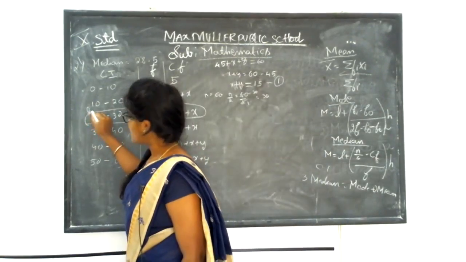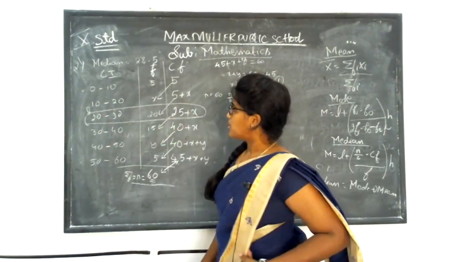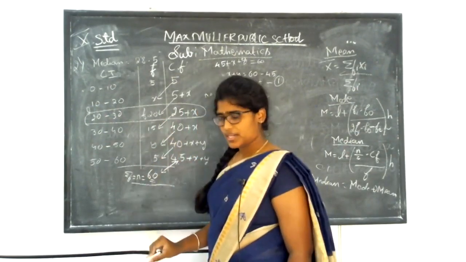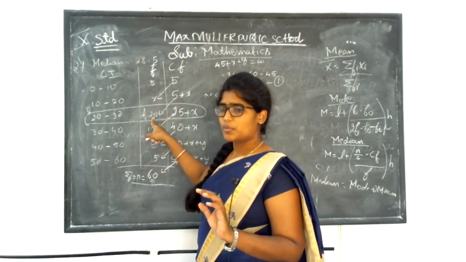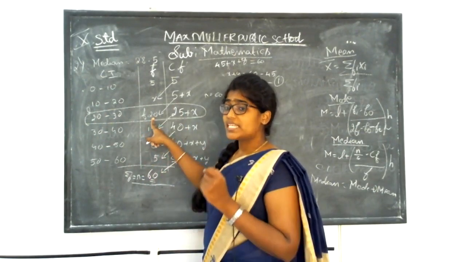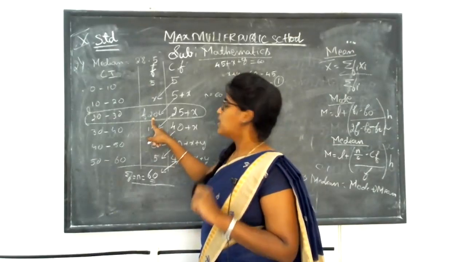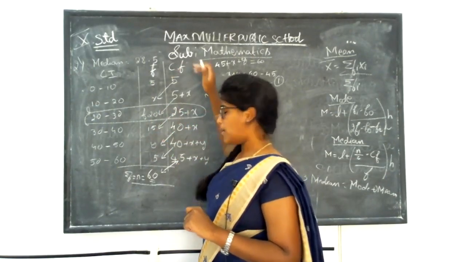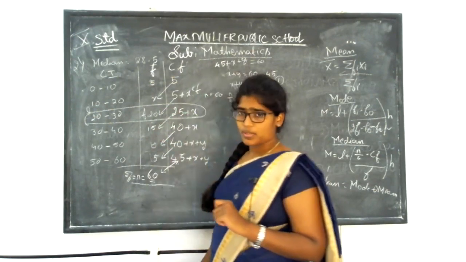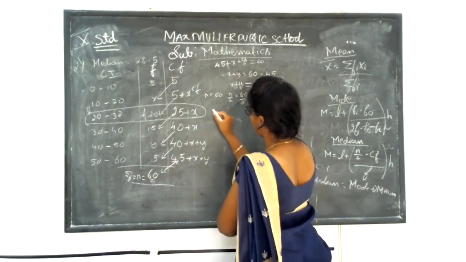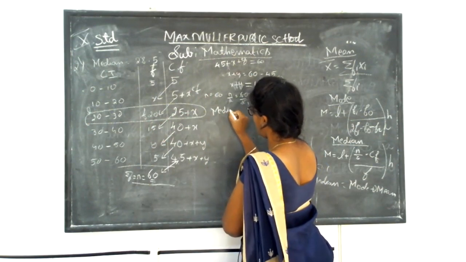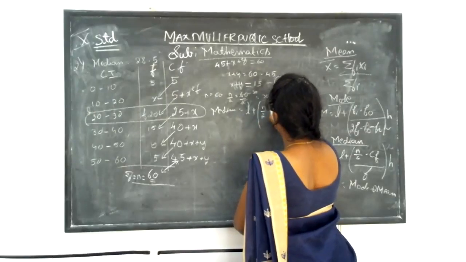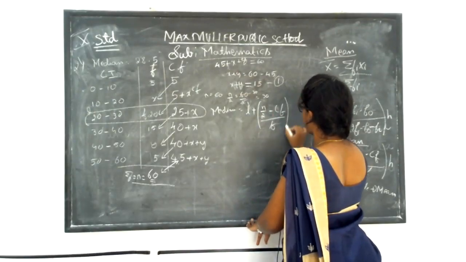So this is my median class, and this will be your lower limit. What is your lower limit? Lower limit is 20. Then what is your frequency? Frequency will be 20. Why? Because whatever the median class frequency is, I take it as f. Then what is your cumulative frequency? The number above it is your cumulative frequency. Now you are going to substitute everything. So median is equal to L plus n by 2 minus cf divided by f into h.